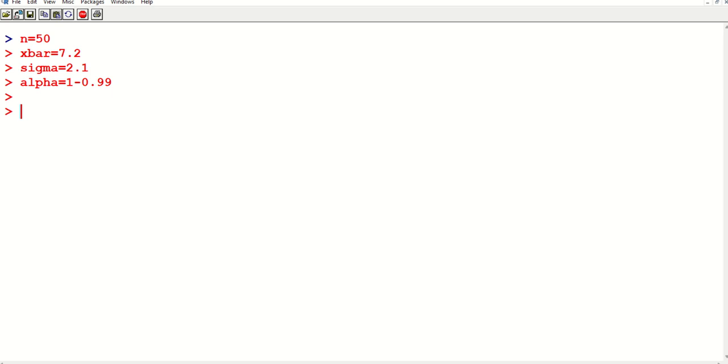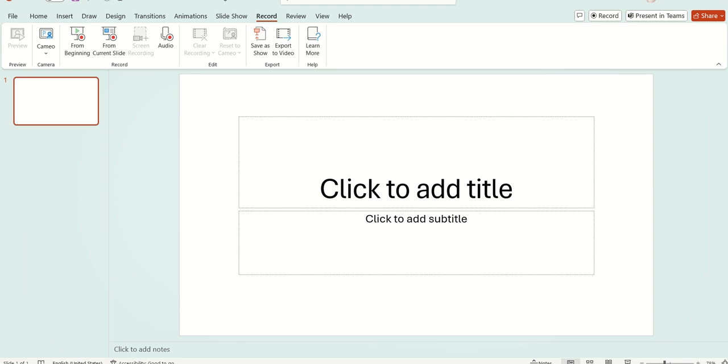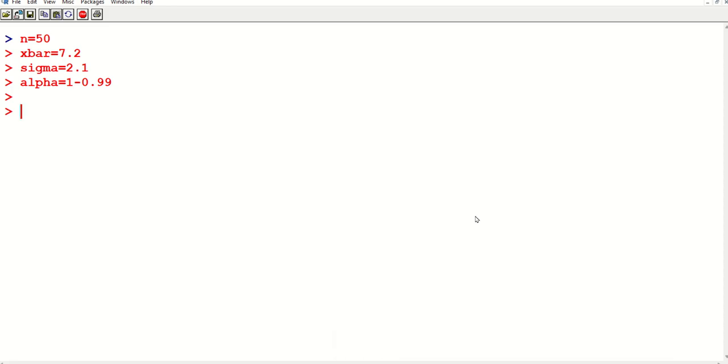What is the first thing we need to do? First we need to find this z alpha by 2. We call it the critical value. You can write it as z alpha, or, as I explained in chapter 5, as CV, critical value. Both are fine, it is up to you. So first we are writing the critical value.